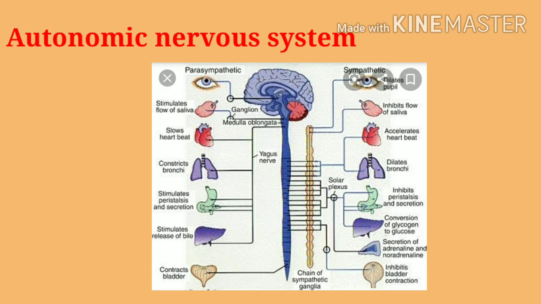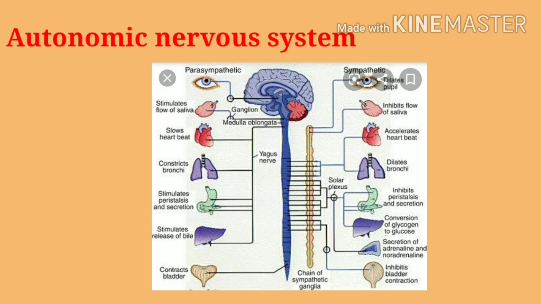The next type is the autonomic nervous system. This autonomic nervous system transmits the impulse from the central nervous system to the involuntary organs and smooth muscle. Involuntary organ means what? It is not controlled by our willpower. It consists of a special set of peripheral nerves that regulate the activity of involuntary organs, for example cardiac muscles, smooth muscles, and different glands.